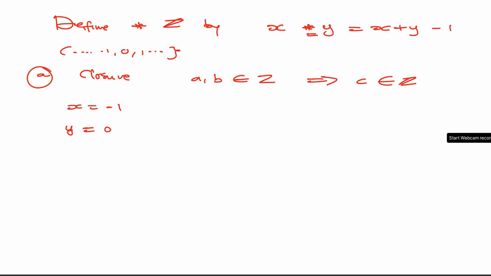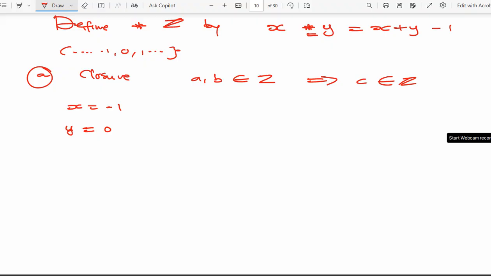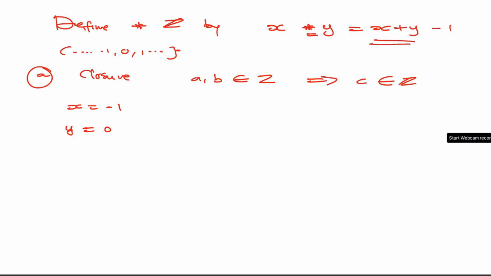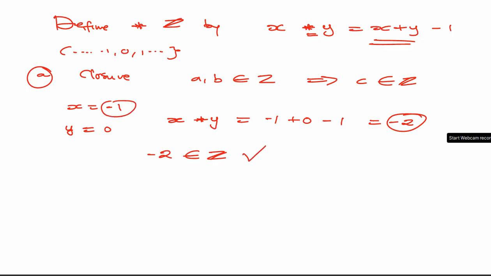Okay, so we're going to replace in the expression here. We are going to say our x is the y. That means where there is x we put -1, and where there is y we put 0 minus 1, which is going to give us -2. So you're going to ask, is -2 an integer? Actually, yes. And because these two integers produce an integer, that means the closure property has been satisfied.